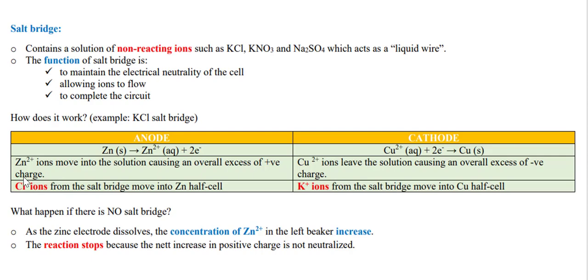To maintain a neutral oxidation half cell, as zinc atoms are converted into zinc 2 plus ions, the chloride ions move from the salt bridge into the electrolyte solution and maintain the neutrality of the oxidation half cell. As the copper 2 plus ions change to copper atoms, the K plus ions from the salt bridge move into the copper solution and maintain the neutral reduction half cell.